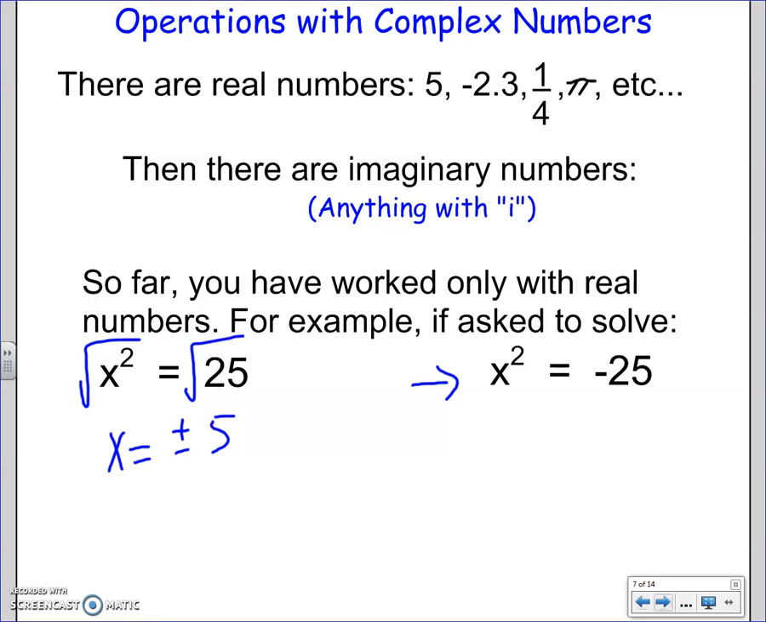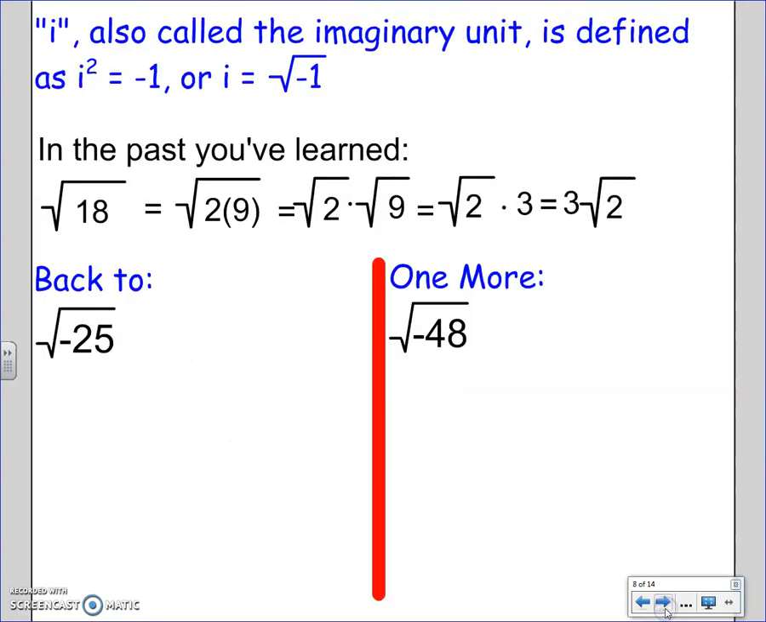Well, positive times a positive is positive. A negative times a negative is also a positive, so that doesn't work. So we get stuck. The answer to that is use i. i is called the imaginary unit. It's defined as i squared equals negative 1, or i equals the square root of negative 1.